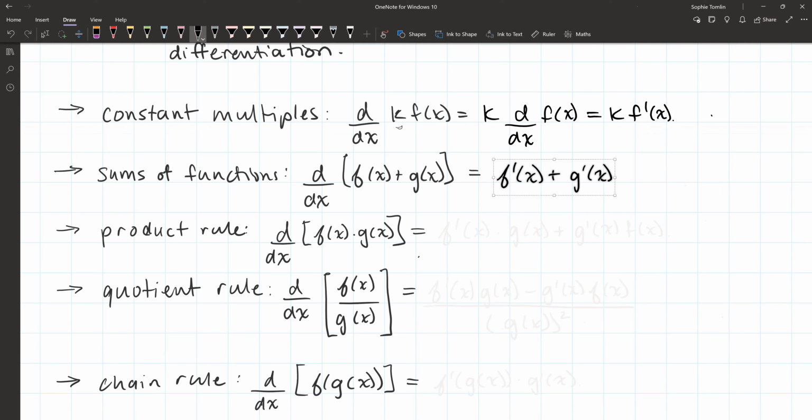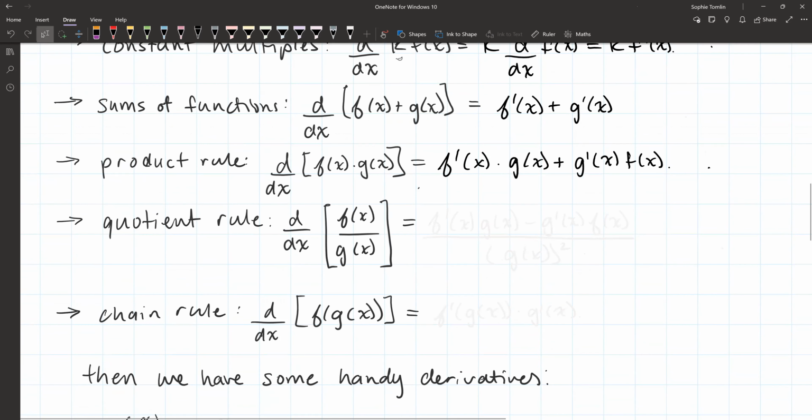Product rule is where it starts to get a little bit tricky. When we have the derivative of a product, we have this formula where we have the derivative of the first times the second, plus the derivative of the second times the first. And then a little bit more complicated still, we have the quotient rule.